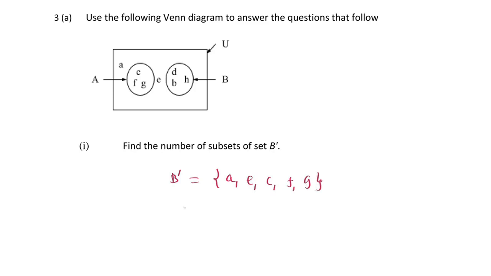Okay, so the number of subsets of a set is given by the following formula, which says 2 power n, whereby n is the number of elements. So for set B complement, when counting the elements, we find that they are 5. So the number of subsets of set B complement is going to be 2 power 5, of which after solving the values, we are going to have 32 subsets, and this is going to be our answer.